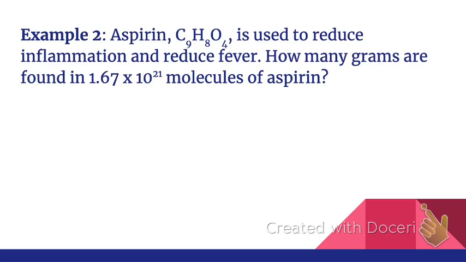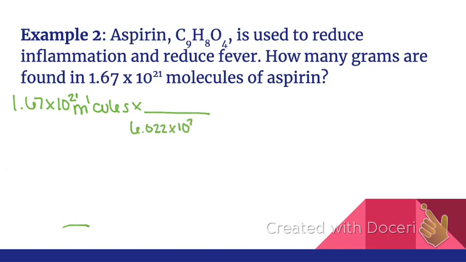So the first thing that we need to do with our particular problem is take our given 1.67 times 10 to the 21st molecules. And if you follow your map, it tells you the only way to get there is to go through the mole. To get there, you're going to use Avogadro's constant. Because we are starting with molecules, molecules then needs to go in the bottom. So we're going to go ahead and put our 6.022 times 10 to the 23rd molecules. The other half of that conversion factor is 1 mole.